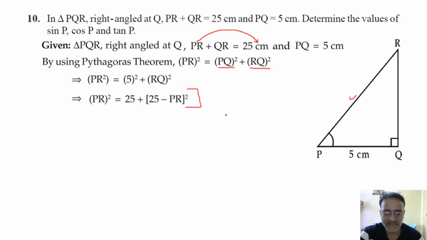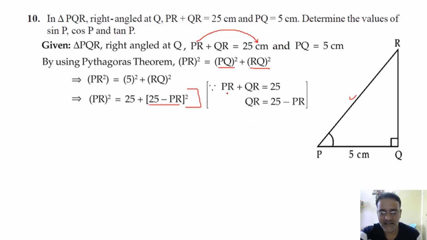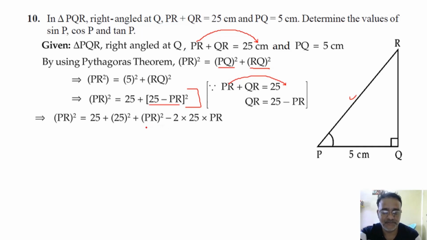Any doubt here? No, sir. Okay. So 25 minus PR whole square, we will use the a minus b whole square formula. So a square plus b square minus 2ab. See, PR plus QR 25 दिया हुआ है. PR को हम लोग यहाँ शिफ्ट करेंगे तो माइनस PR हो जाएगा. ठीक है. Now a square plus b square minus 2ab. So we'll get this one. This will become 625 and this will become 50 PR.